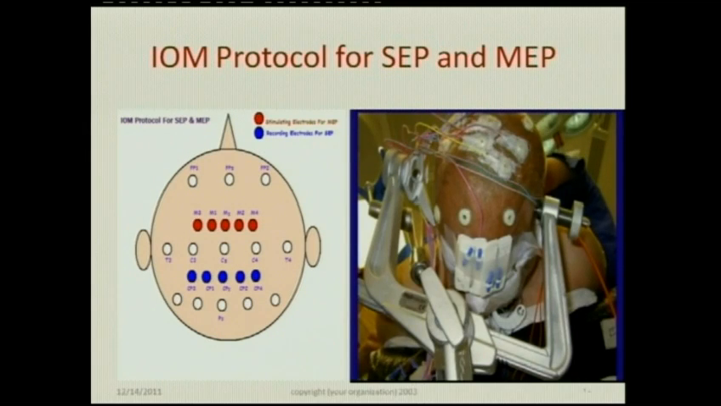Here is a protocol for the SEP and MEPs, and we put electrodes according to the 10-20 EEG system of Jasper. The only difference is that from the midline, on the transverse array of electrodes, we go 2 centimeters in front and 2 centimeters behind. The electrodes in blue are the recording electrodes for the somatosensory evoked potential, and these are the electrodes to stimulate the motor cortex. And here is how it looks in the operating theater when you put the electrodes on.